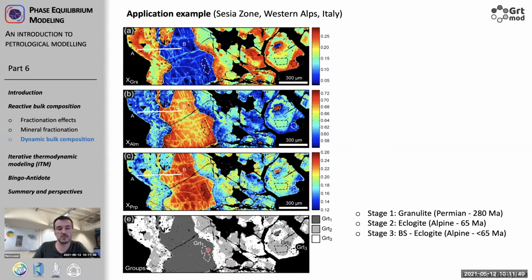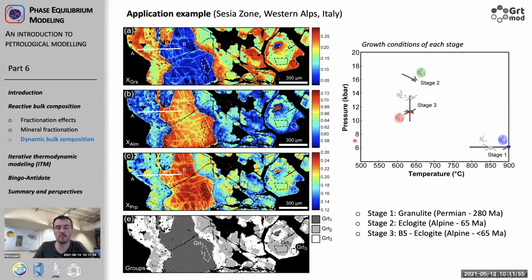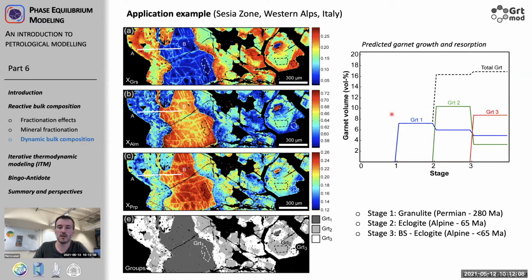So you can take three compositions that are representative of each rim. And then the program will optimize the growth condition for each stage. This is stage 1, the high temperature, low pressure conditions. Stage 2 at high pressure, lower temperature, and stage 3. But the most important in this case is not the PT, but what the program will predict for the garnet growth and resorption history. So you first, during stage 1, grow a garnet 1. This is the core of the garnet here.